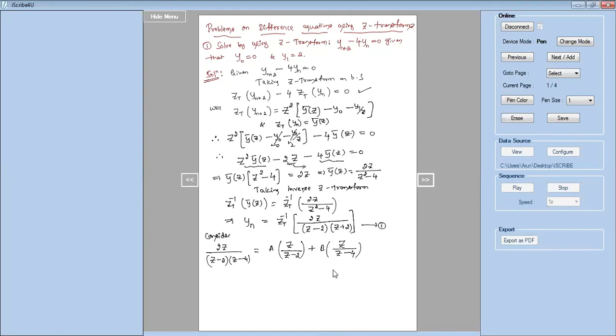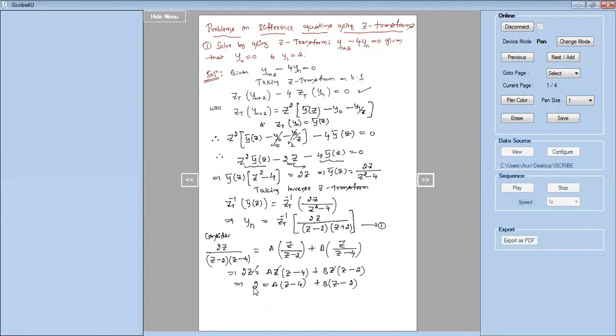Now take LCM and simplify this, equate the numerators. This is 2z equals Az into z minus 4 plus Bz into z minus 2; z minus 2 gets cancelled in the first term, z minus 4 gets cancelled in the second. So either side you can cancel z. You get 2 equals A into z minus 4 plus B into z minus 2.